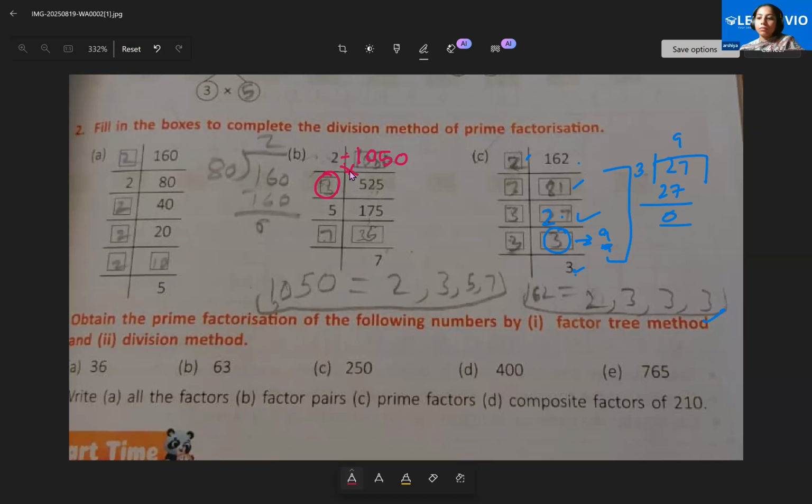I think when I divided it, I got 105. Yes, that's the thing. If you divide it, you'll get 175 times 3. So basically, you have to divide these two. 520. No, wait.